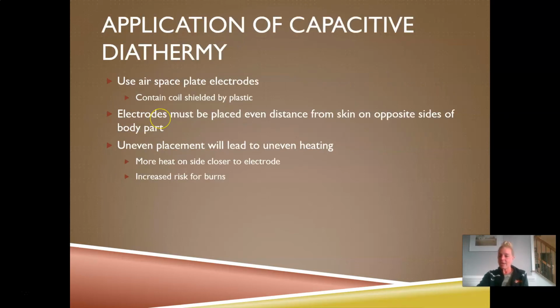Capacitive diathermy, again, this is not the common one. This is the one you will probably not see. It uses air space plate electrodes, which actually contain a coil within the electrodes. They need to be placed evenly on opposite sides of the body part because uneven placement will lead to uneven heating, which can then increase the risk for burns. So again, this is not considered the safer version. This is not the one you will most likely see.